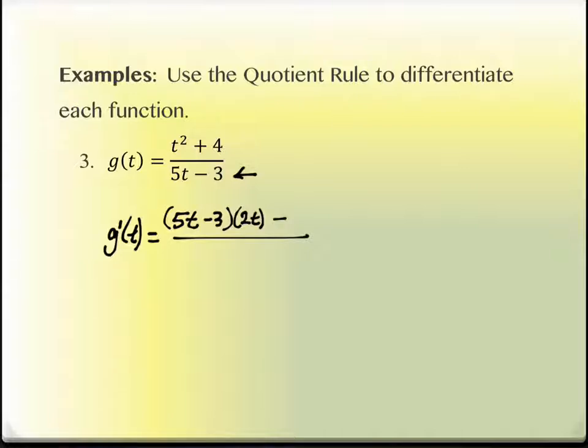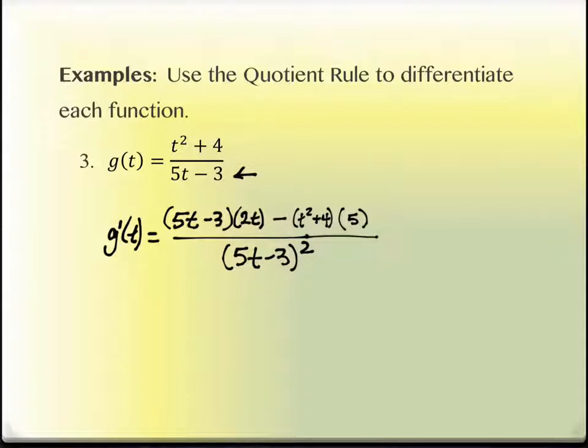Anytime we're dealing with the quotient rule, it's subtraction in the numerator, and then we do it in the opposite order. So I use the numerator as my first piece, t squared minus 4, times the derivative of the denominator. What's the derivative of this denominator? It is 5. Okay. And then we need to write that over the denominator squared, 5t minus 3 squared.